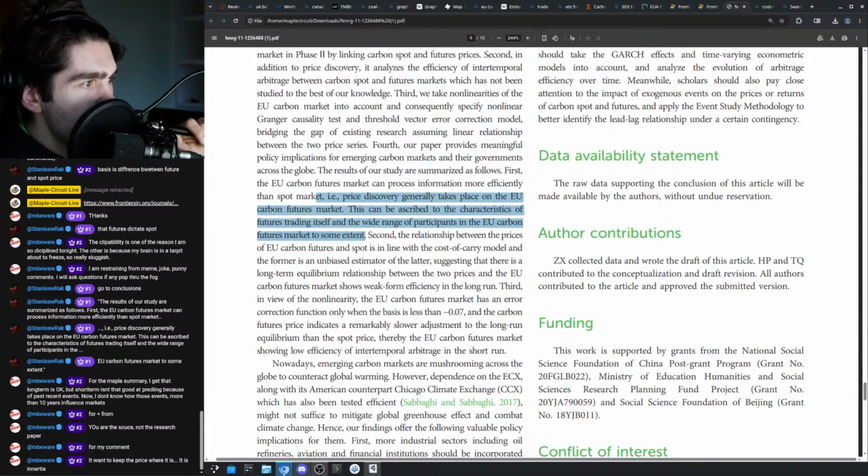Second, the relationship between the price of the EU carbon futures and the spot is in line with the cost of carry model, and the former is an unbiased estimator of the latter, suggesting that there is a long-term equilibrium relationship between the two price, and the EU carbon futures market shows weak form efficiency in the long run.